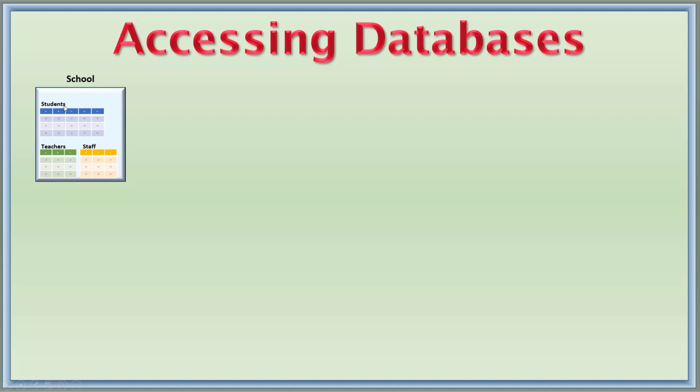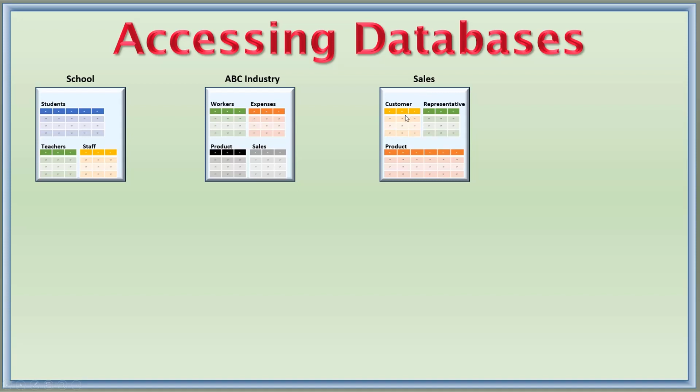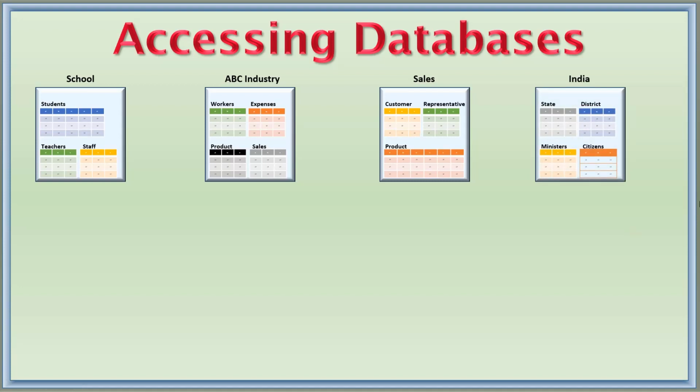One is students, where all the details of students are entered, then the other one is teachers, where all the teachers' details are entered, and then staff, where all the staff details are entered. Similarly, there may be many databases. Some industry has different tables called workers, expenses, products and sales. Sales is a database again, where customers, representative and the product are there. Another example here is India, where details of states, districts, ministers and citizens are stored in the form of tables or relations. How do we access these details?